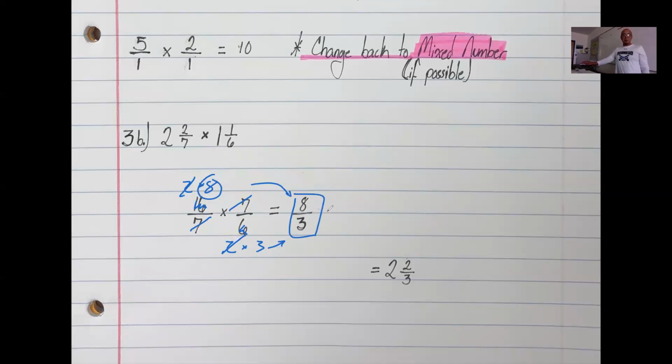Now, this is an improper fraction. We don't want to leave it in improper terms. So we divide 8 by 3. 3 goes into 8 twice, remainder of 2. So my final answer is going to be 2 wholes, because that's how many whole times it fits. And we keep the same denominator of 3, and we have a remainder of 2. So 2 and 2/3 is what we would put on Schoology for number 3B.